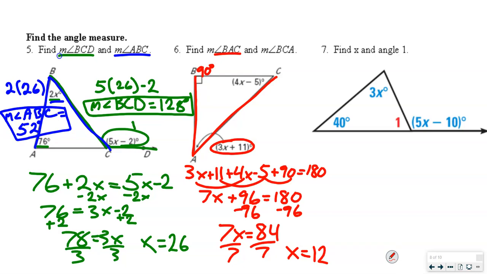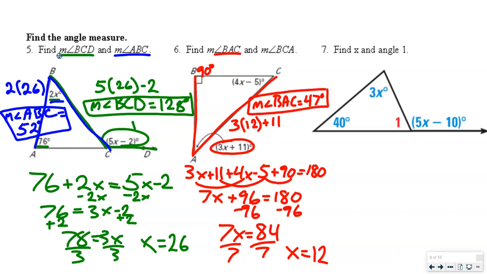We can plug that in for x in the 3x plus 11 and find out the measure of that angle. So 3 times 12, which is 36, plus 11 will give us 47. So the measure of angle BAC equals 47 degrees.